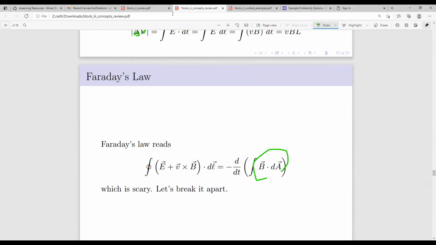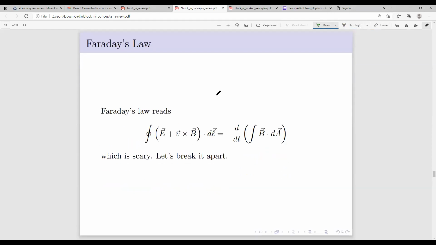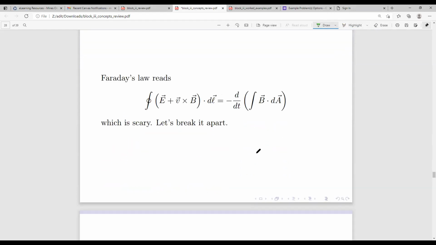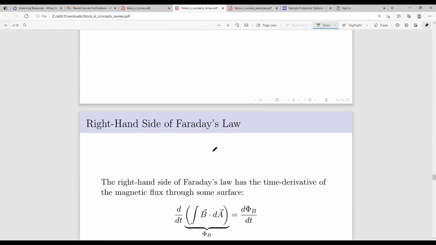I remember definitely being in Phys 2 and looking at Faraday's law on the equation sheet, and it was absolutely scary for me. So hopefully in a few minutes, I'll show you that it doesn't have to be too scary because we can just break it apart. So let's start with the right-hand side.